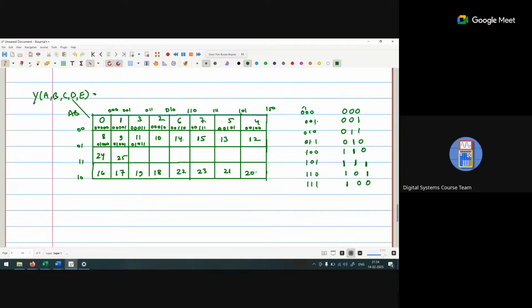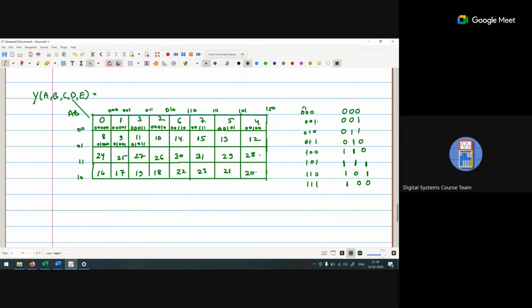24, 25, 27, 26, 30, 31, 29. Okay, so these are the indexes.